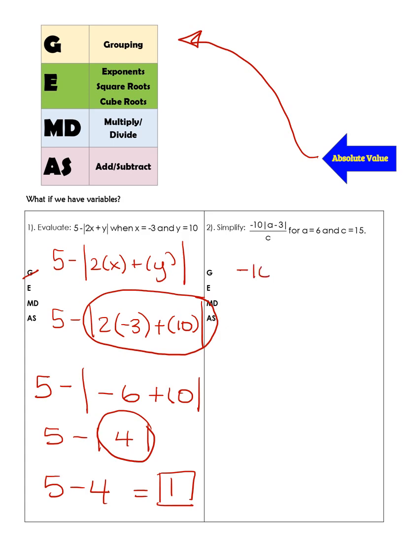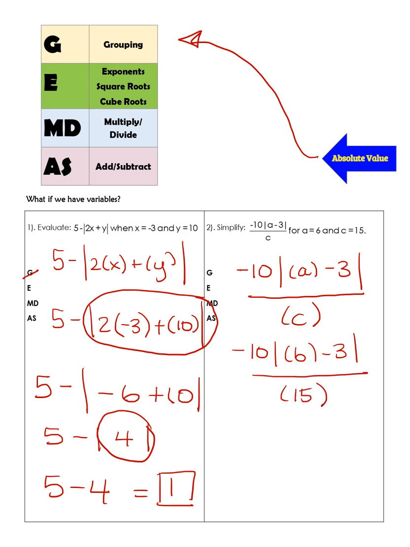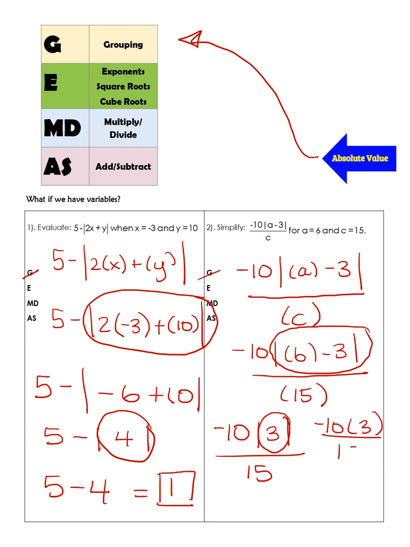In our next problem, I'm going to put the variable in parentheses first. Then I'm going to substitute my values in. G is for grouping, so I've got some grouping symbols here up top. I've got absolute values, so I'm going to take care of that first. The absolute value of 3 is 3. I take care of the top, so I've got multiplication is negative 30, so my final answer is negative 2.